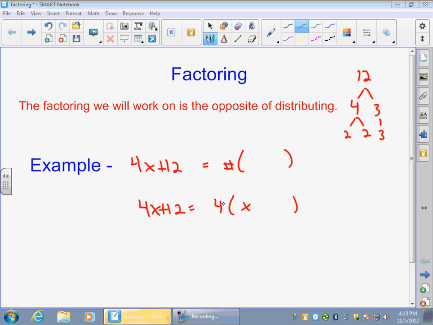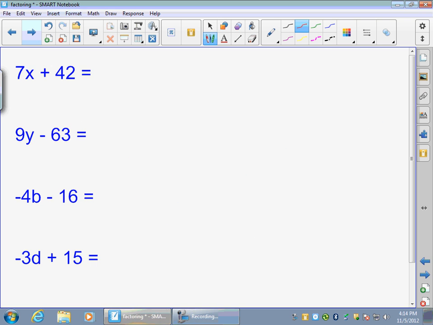So that makes sense. So then all I have to figure out is what number goes here so that when I multiply it by 4, I get 12. Well, that's easy. That's 3. 4 times 3 is 12. And so it's taking this and trying to go back to what it looked like before you would have distributed.